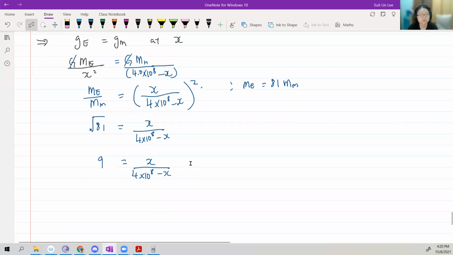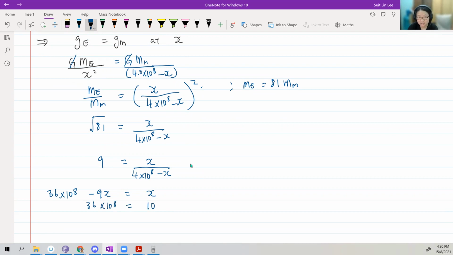Okay, so I'll continue moving this around. 9X will be equal to 9 times 4 times 10 to the power of 8 minus 9X. So 36 times 10 to the power of 8 will be equal to 10X. Numbers are nice though. You gotta give your teacher that. X will be 3.6 times 10 to the power of 8 meters.